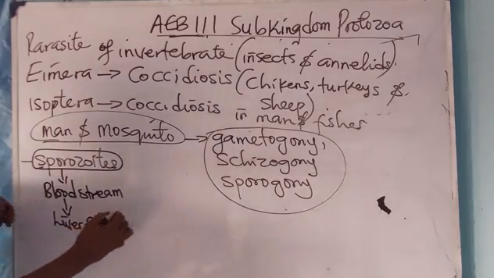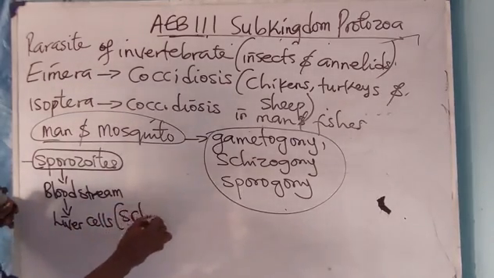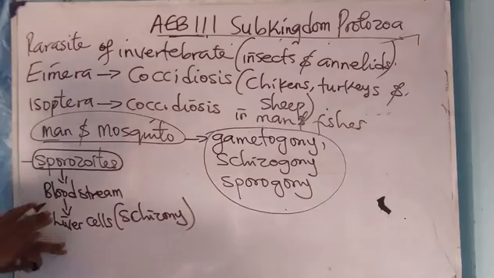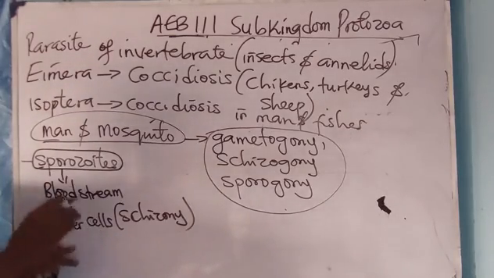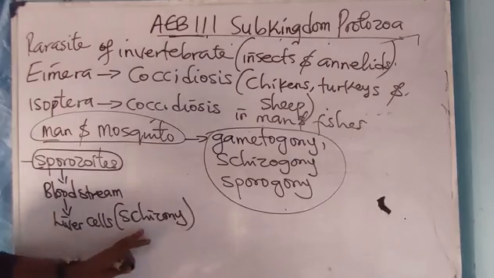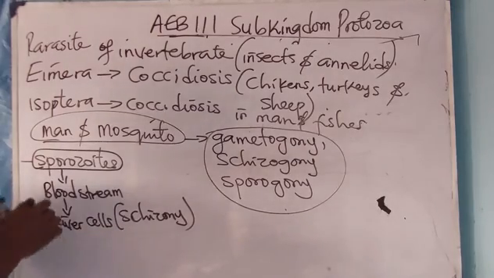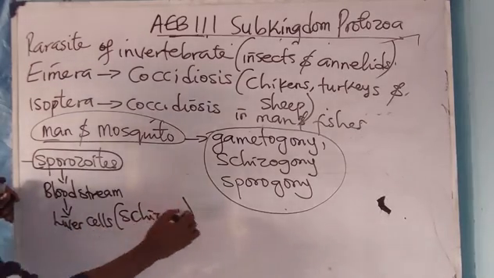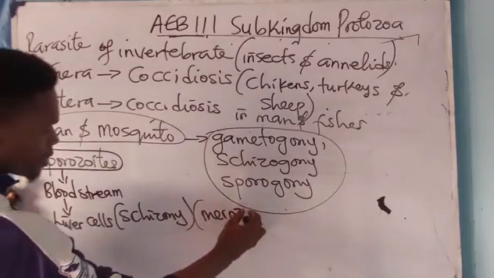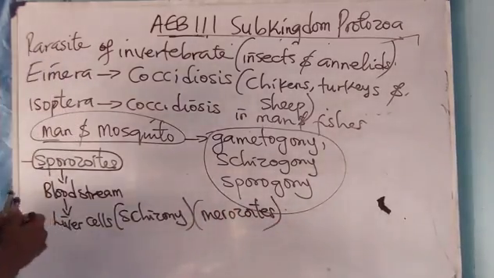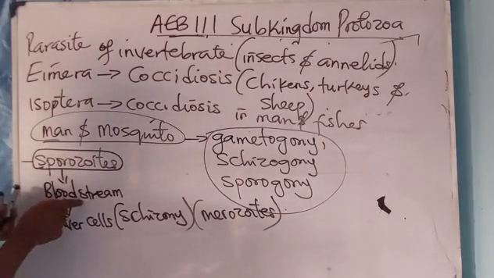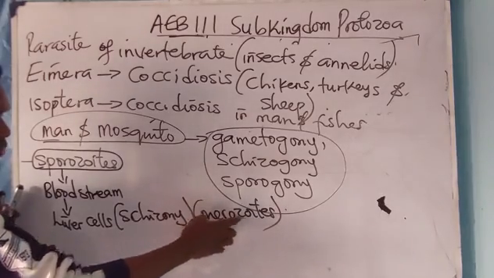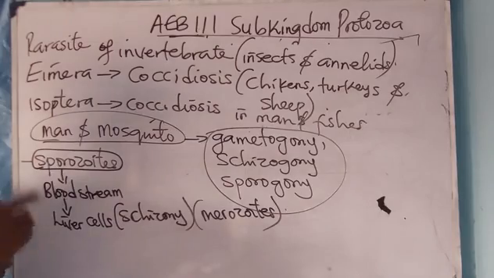As soon as it gets to the liver cells, it undergoes schizogony, and it damages the cells of what? The liver. It damages the cells of the liver. As soon as it undergoes schizogony, this stage becomes what? The merozoites. The sporozoite stage will migrate to the bloodstream. Once it gets to the liver, it becomes what? The merozoite stage. The merozoite stage will now undergo schizogony to produce the first generation.